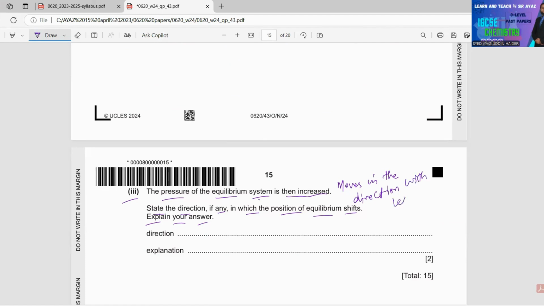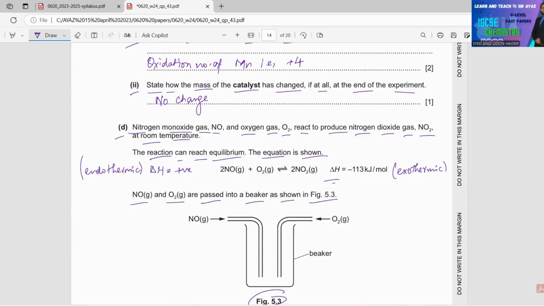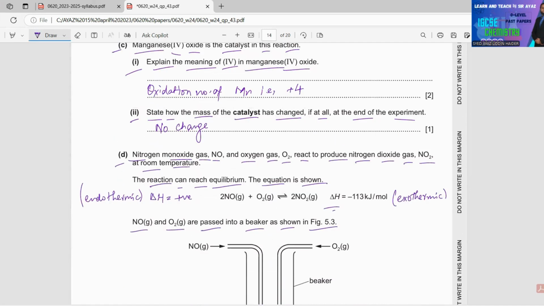Remember, it's applicable to gases. The effect of pressure is only applicable to gases. So we have gases on both sides. And on the reactant side, we have 2 plus 1. On the product side, we have 2. What are these? These are the number of moles or molecules or volume of gases.